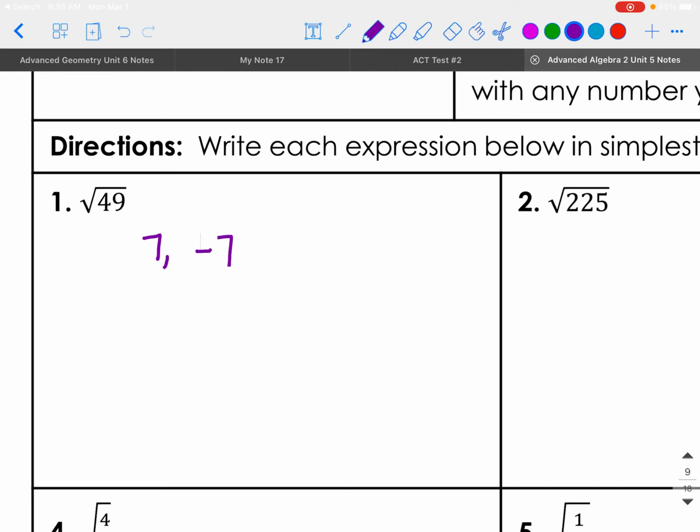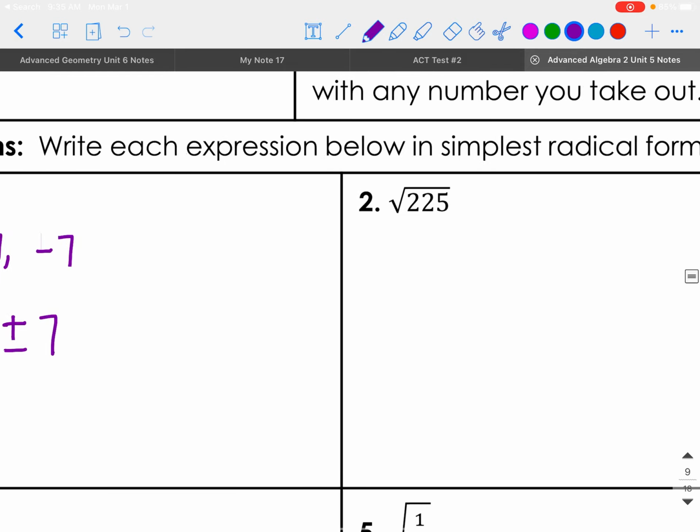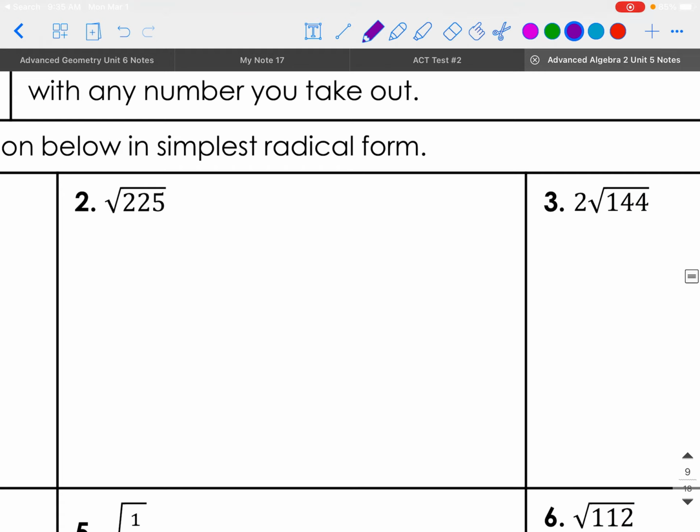So when we're talking about quadratics, if it's a parabola and you have square roots, your parabola is going to cross at 7 and negative 7 if this was a quadratic. And we'll do some actual examples with those in a little bit. Now you can also just write it like this, plus or minus 7. That means positive 7, negative 7. Number 2, 225. Square root of that is 15. We have positive and negative 15.